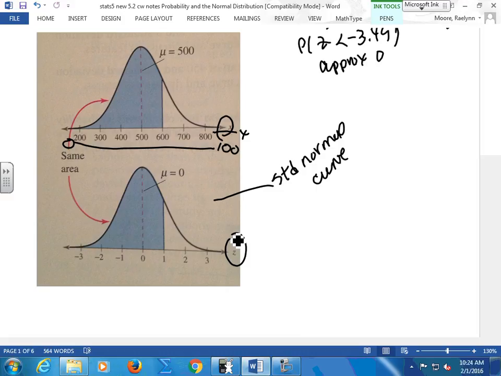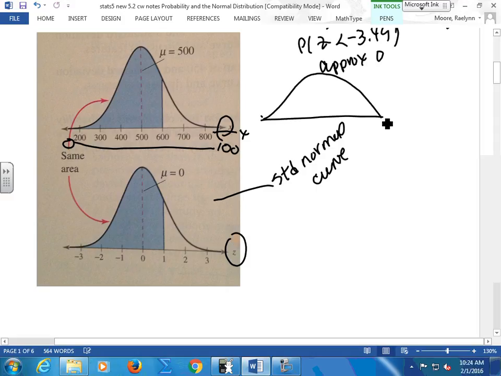Your book doesn't. I like it better, and always my kids have liked it better, if I put my z-scores here. And if you remember when we got a mean and a standard deviation, I put them up here. Then we added 100 all the way down. So I do mine this way. The book does it the other way. It doesn't matter to me which way you do it.